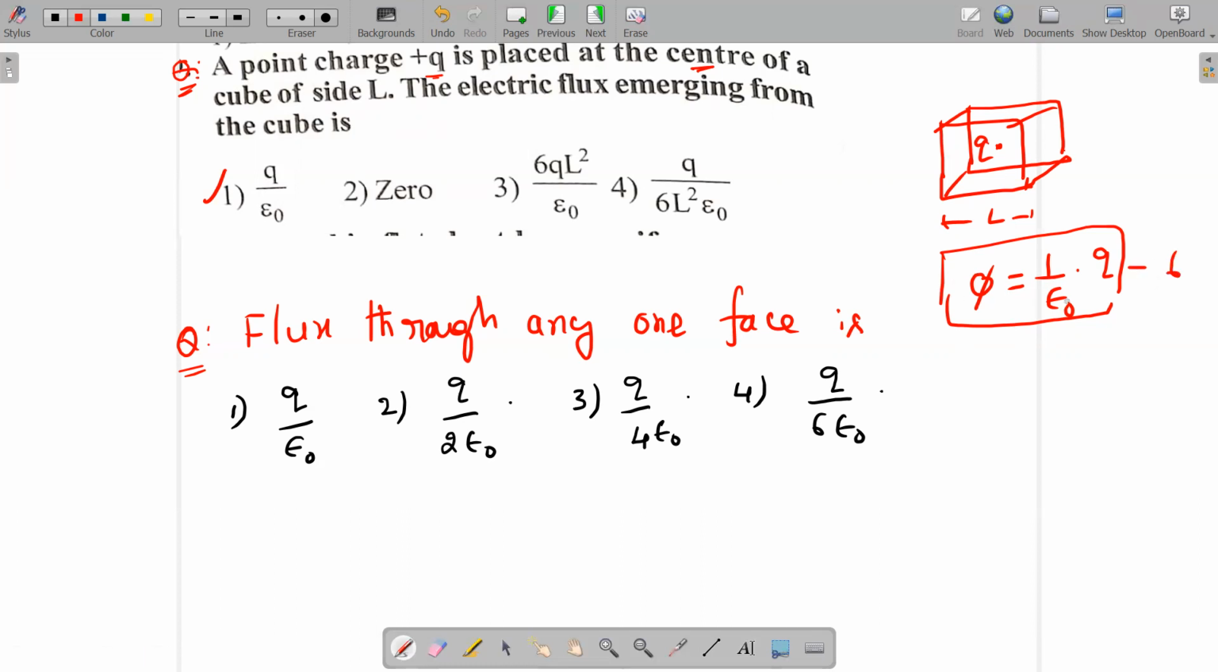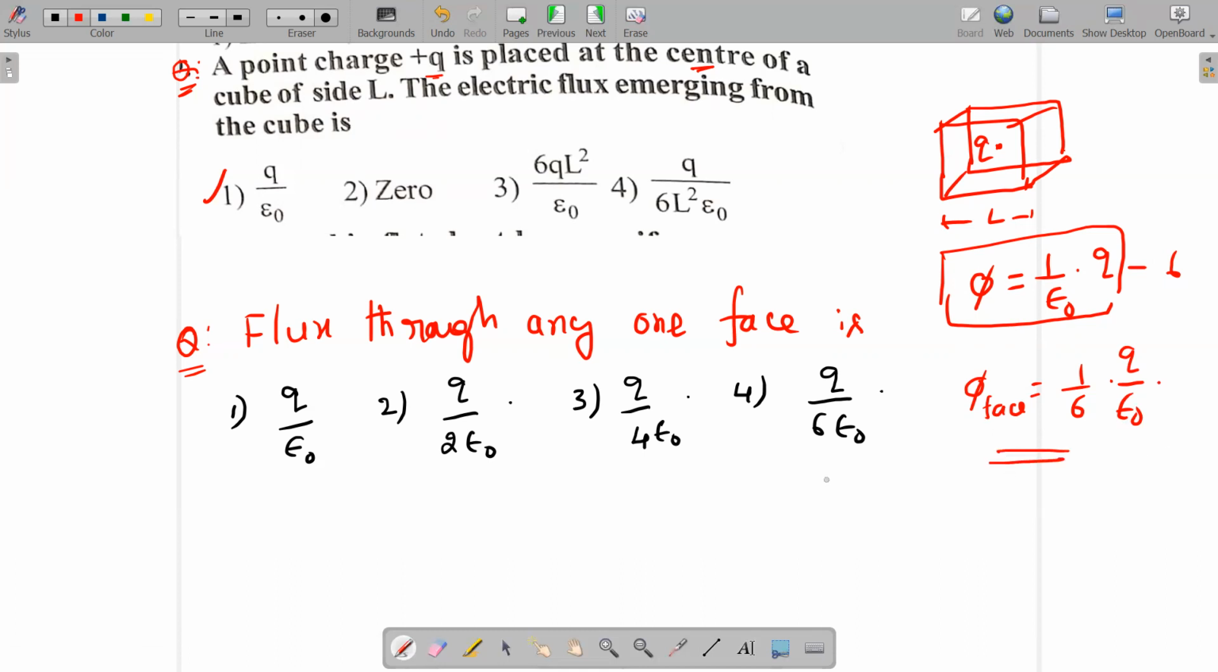is 1 by epsilon naught into Q, or Q by epsilon naught. Through one face, if you want, the flux through one face is equal to 1 by 6 times Q by epsilon naught. So that is the flux through one single face. Through a cube, meaning through all 6 faces, the flux coming out is Q by epsilon naught. Through one face it is 1 by 6 into Q by epsilon naught.